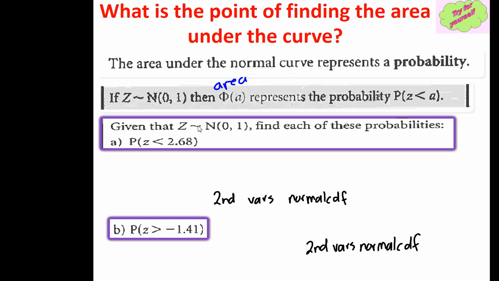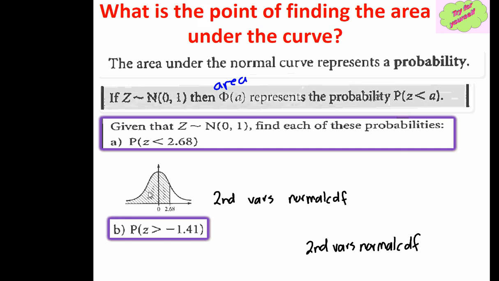So given that Z is approximately normally distributed, well, it follows a standard normal curve, find each of these probabilities. So we know that mu is 0, sigma is 1. Probability that Z is less than 2.68. What does that mean in terms of a normal distribution? I do a quick sketch of the normal curve to see what that means. So if they want to know a probability, they want to know the area under the curve. So that's why it's second bar's normal CDF. So if it's less than 2.68, and we know that the mean is 0, 2.68 has got to be to the right of the mean.